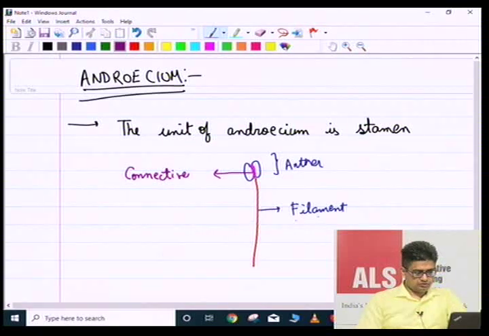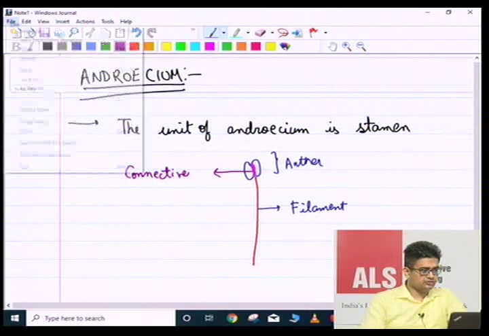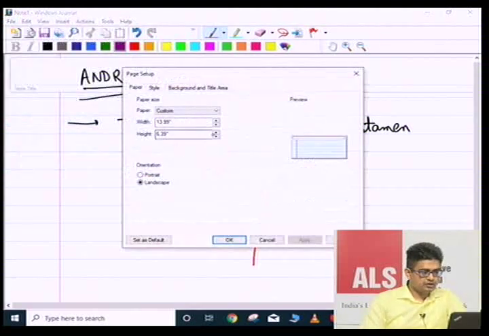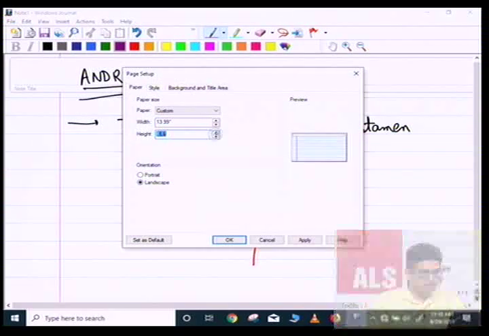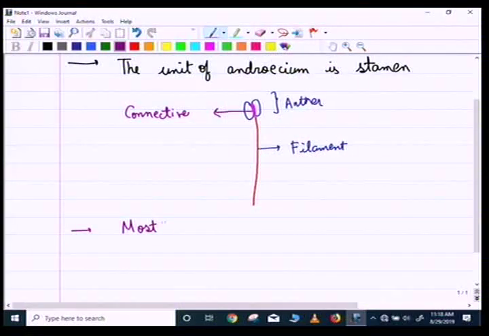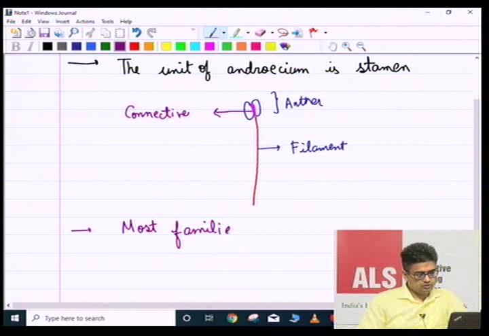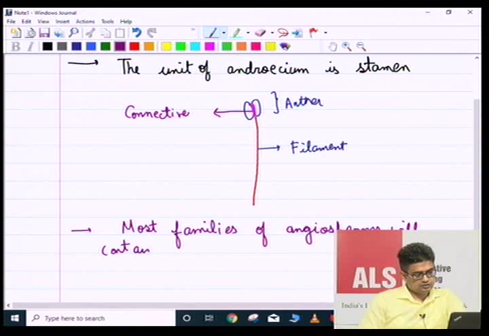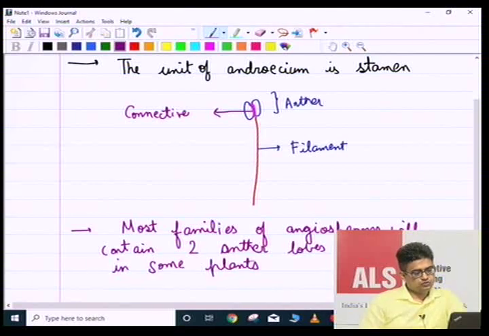Now you will write this important point: most families of angiosperms will contain two anther lobes, except in some plants of Malvaceae.